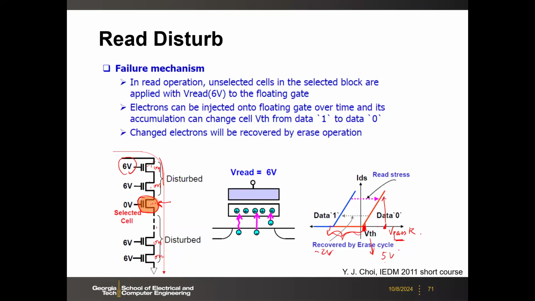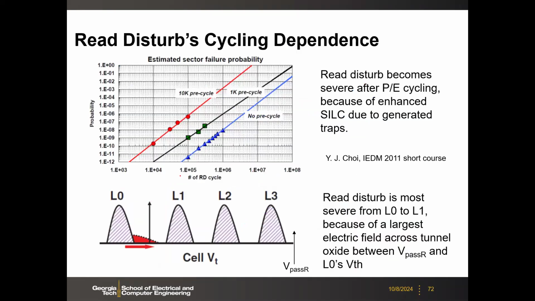So if you keep doing the read, even though 6 volts is kind of small, if you keep doing that, there will be some probability to inject some electrons. That means the VTH will shift. Similarly for this erased state, because here the V pass R is higher than the highest threshold voltage, effectively this erased state has the largest voltage drop or field across the stack.